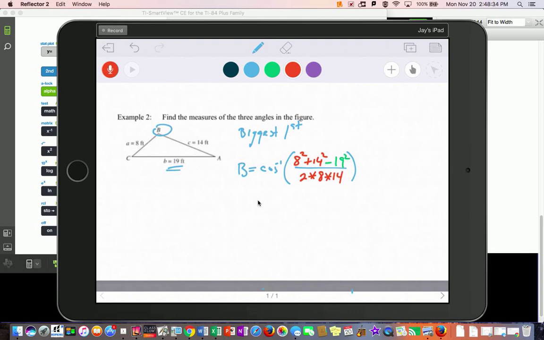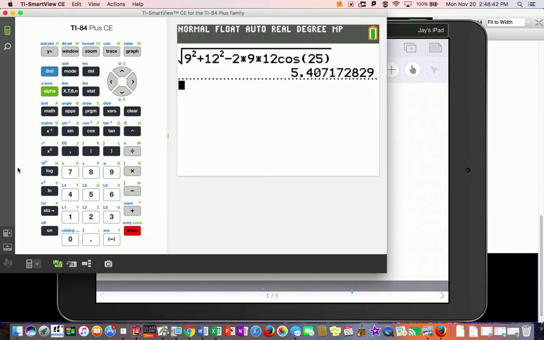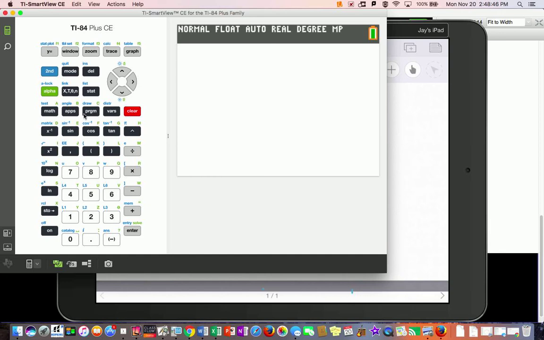Now, if you have trouble typing this in, you might want to do the top and the bottom. But I'm going to put parentheses around the top, then parentheses around the bottom. So be careful. Watch how I do this. I'm going to clear that out so there's only one thing. I'm going to hit second cosine right away. I'm going to put another parentheses. Now I'm going to type the top in.